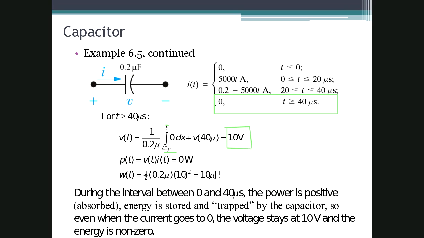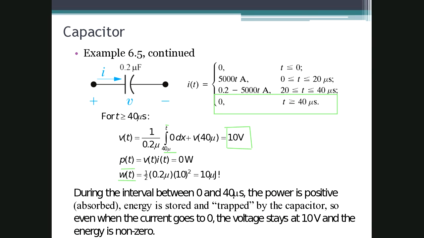What we're going to get is 10 volts. So it's going to be a constant 10 volts in this capacitor from here on out. Knowing this value, we can plug it into power, because you know the power equation, and we know the energy equation. Now remember that even though we have 10 volts, our current is actually 0.